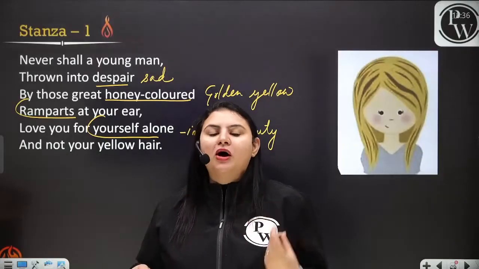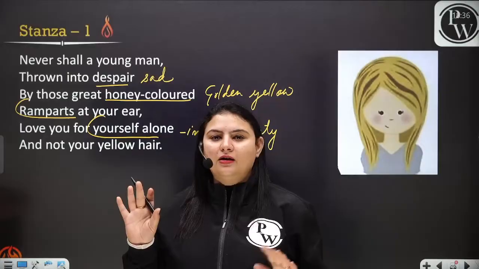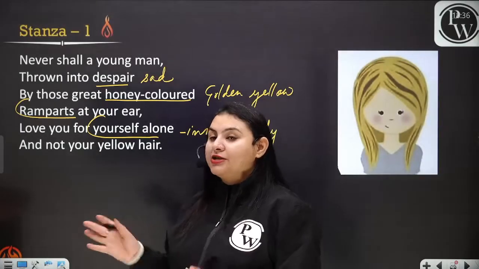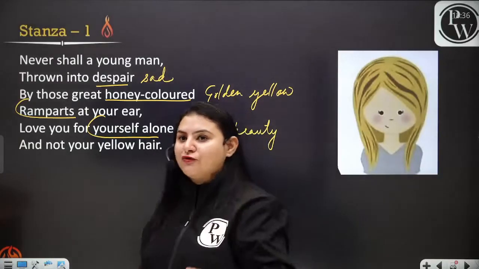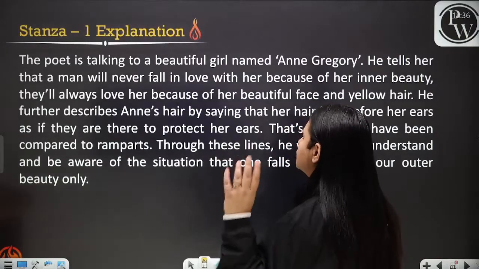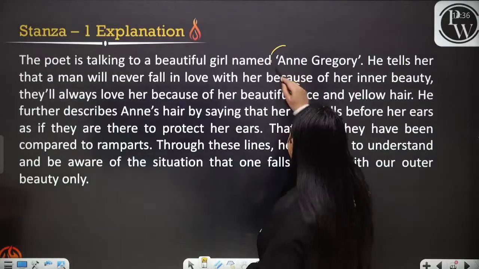Like in India, if you have pure, dark black hair, it is considered a symbol of beauty. Similarly, he's saying that it's not for your yellow hair. If he's not loving you for your yellow hair, you have to fall for such a person. If you look at its explanation, the poet is talking to a beautiful girl. Here we see a beautiful girl called Gregory.